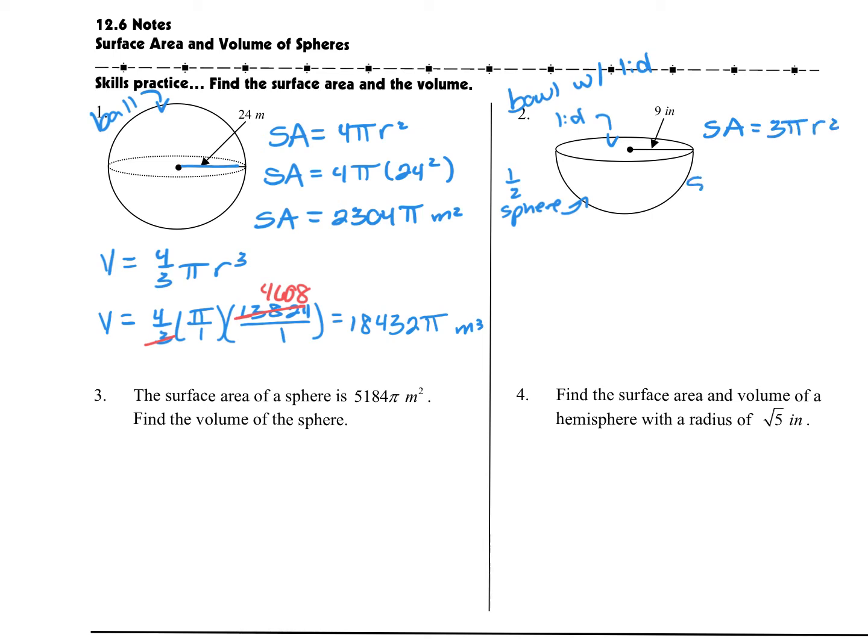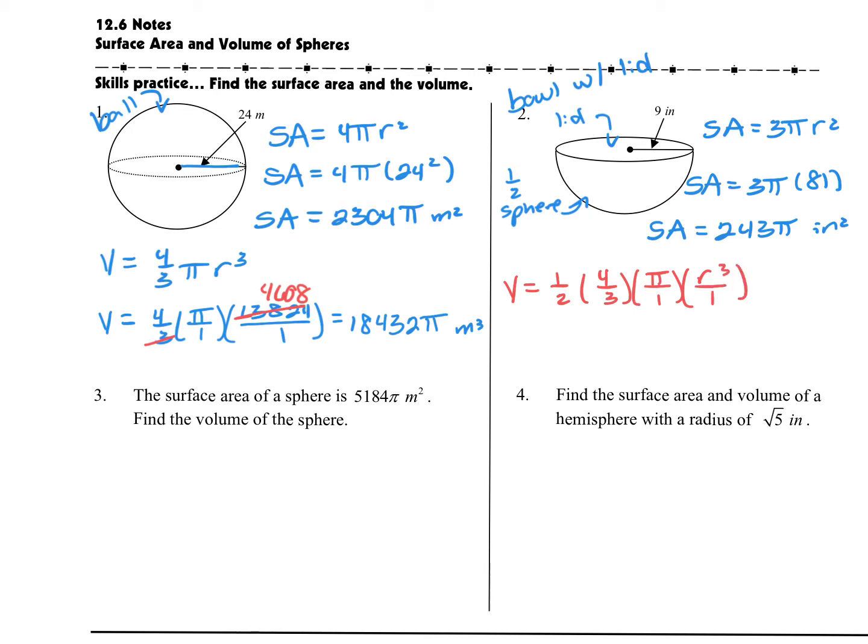And after that, we're going to jump into our formula. So we'll have our 3 pi, and our radius squared in this case is 81. We could just do that in our head. So our surface area is going to be 243 pi inches squared. Now, the volume, what we need to think about is we're trying to do half of the sphere. So we're going to do 1/2, and then our 4/3, and our pi, and our radius cubed.